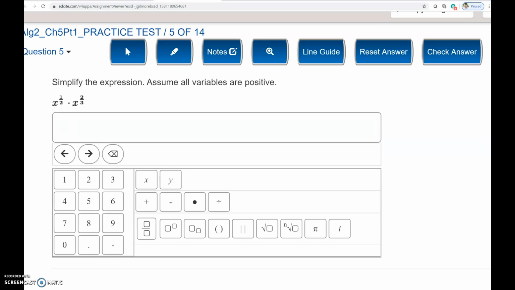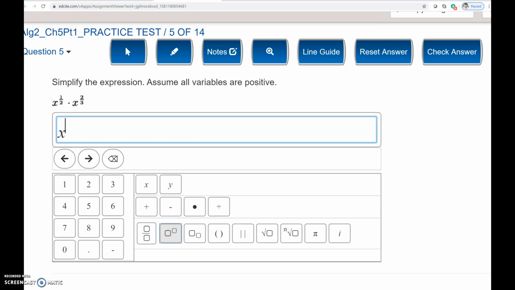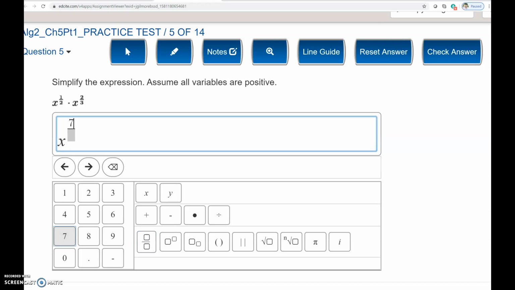The next problem. This time it's multiplying. What do you do with the exponents when you're multiplying? Add them. 1/2 plus 2/3. Again, use your calculator. You can do all of that fraction addition in your calculator. This should be x raised to the fraction 7 over 6.